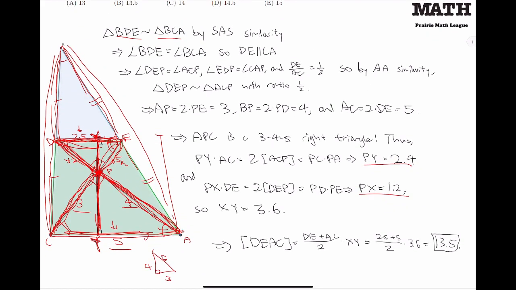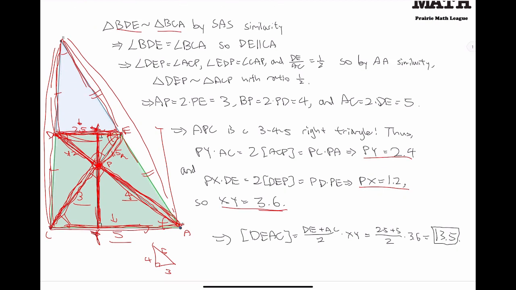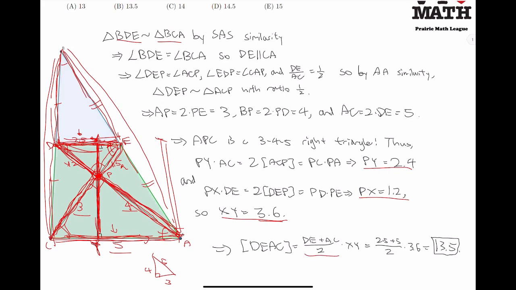We can add these up, because this is one straight line, to get 3.6. Finally, we have the height. We have the two bases of the trapezoid. And we can calculate the area using the trapezoid area formula to be 13.5, which is option choice B.